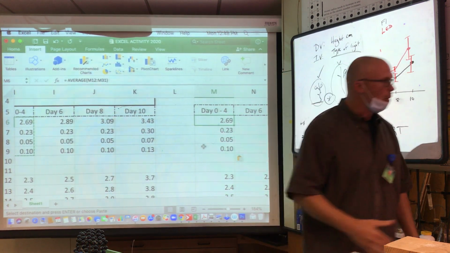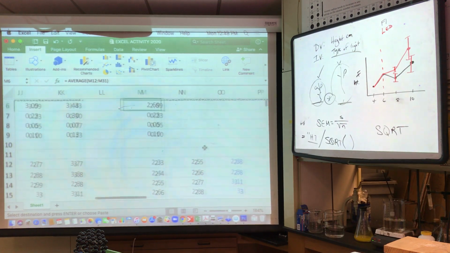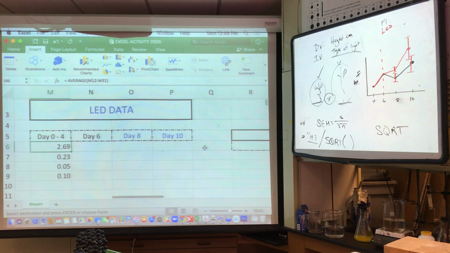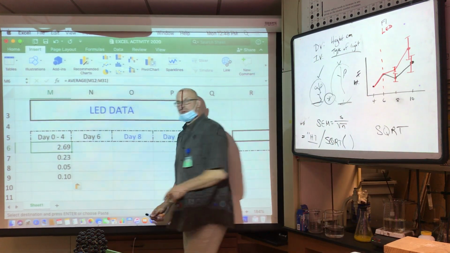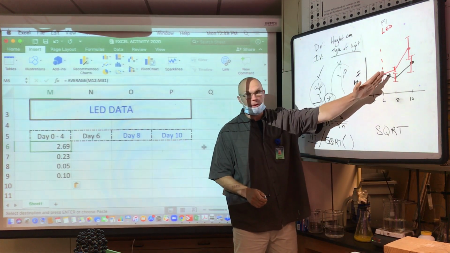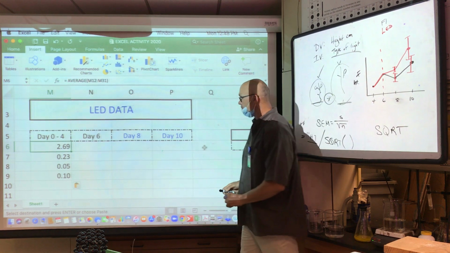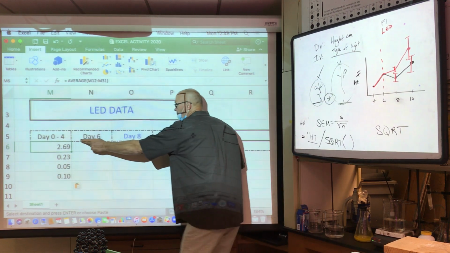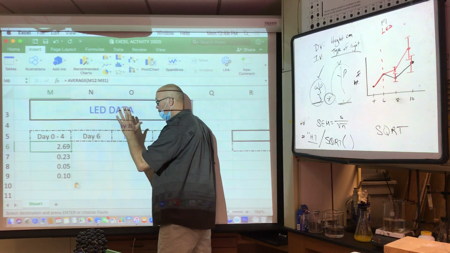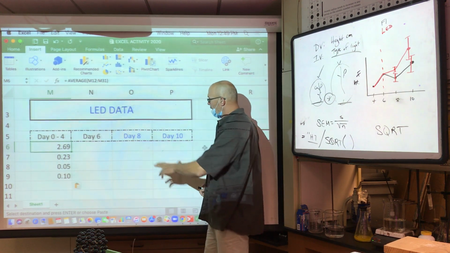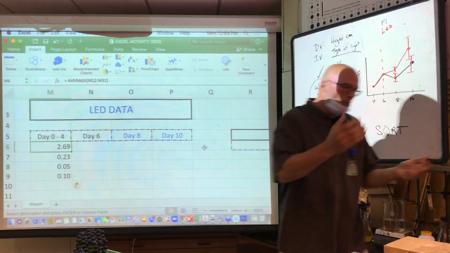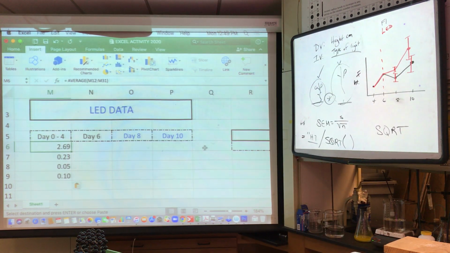Now, just so you know what we're doing, okay? This LED data starts out with fluorescent because we want to make a line that stays the same for a little bit and then separates. And then, these two, day 0 to 4 and day 6, should be exactly the same values as you have for the fluorescent, these will be different. Okay, so all we're doing is now automating the process and dragging that little green corner over.